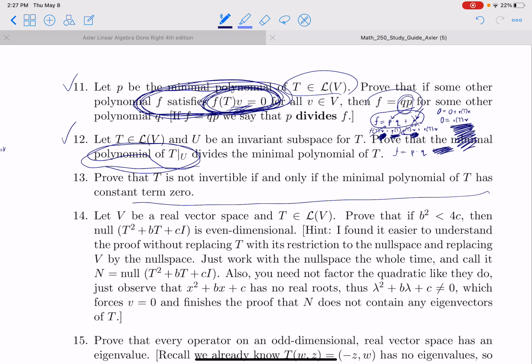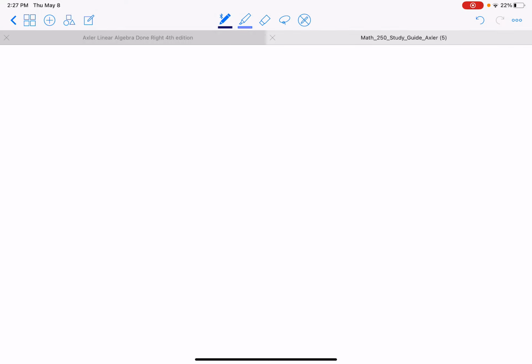Now, what about this one? Prove t is invertible if and only if the minimal polynomial has constant term 0. So remember, what is the minimal polynomial? The definition is that for all vectors, when we feed it to p of t, p is the minimal polynomial if this is 0 for all the vectors. Okay. What are we trying to prove? That its constant term is 0.